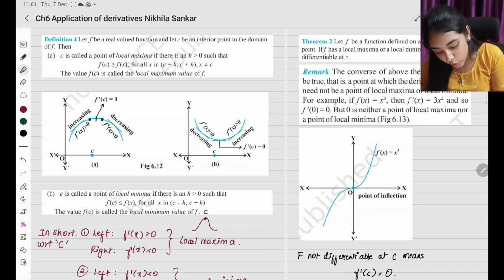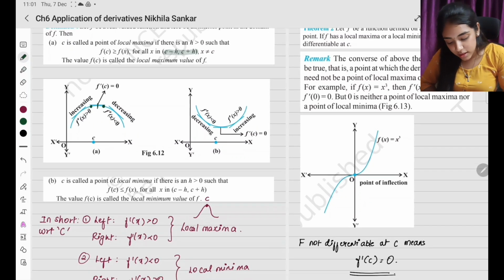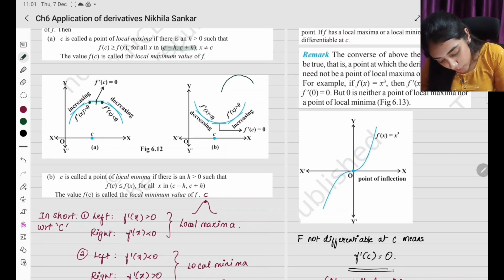How are we going to take that? C plus h and C minus h. Now h, we have to look at a point. Here there is a point, and this point is going to be 2. Okay, and there is a point 1 here and there is a point 3 here.